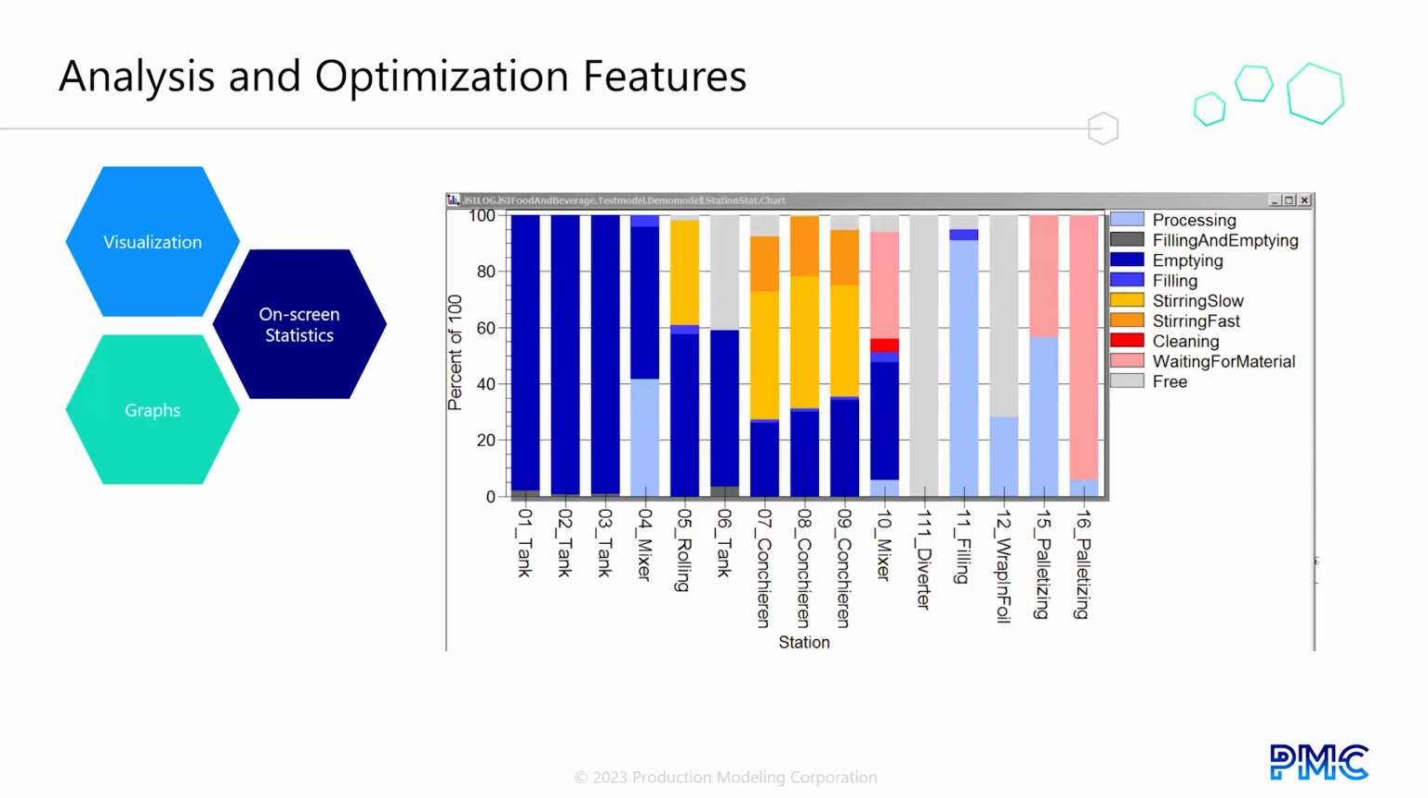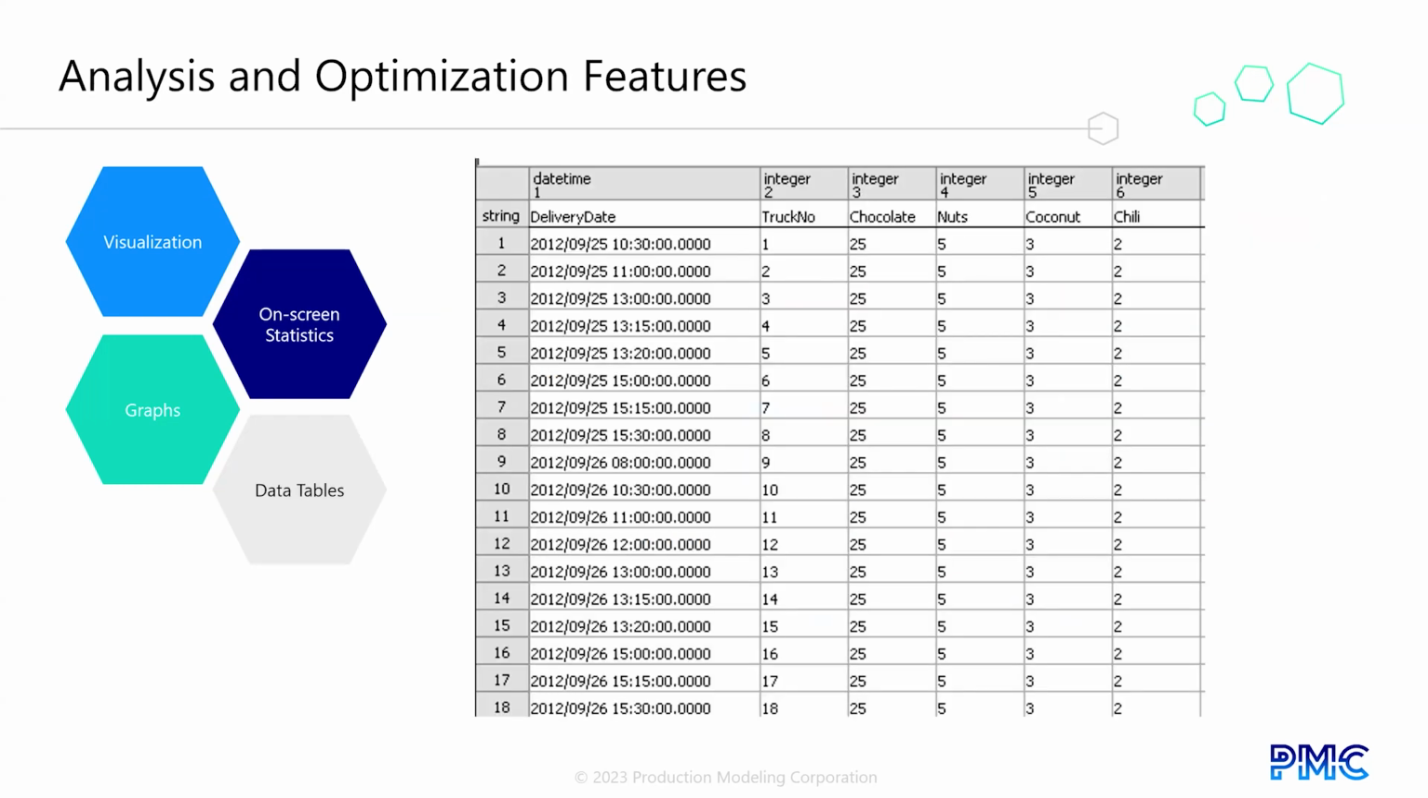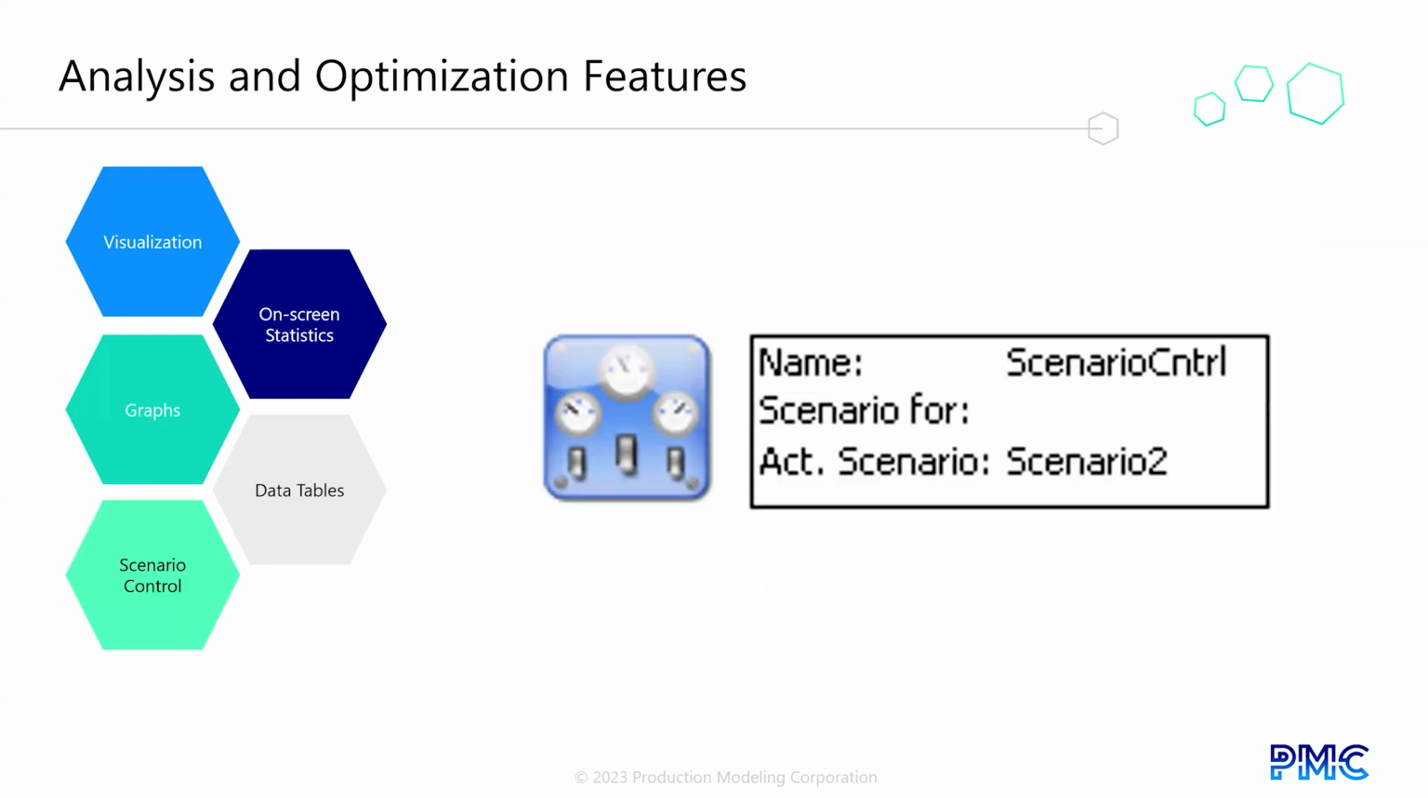Time and state graphs are a great way to pinpoint problem areas, for example, a station waiting for material for too long. Data tables like truck orders for a storage object let you see the details for every delivery, like the exact date and time. The scenario control lets you play what-if games by specifying different data sets for mixers and truck orders.